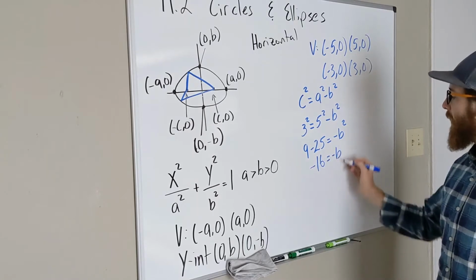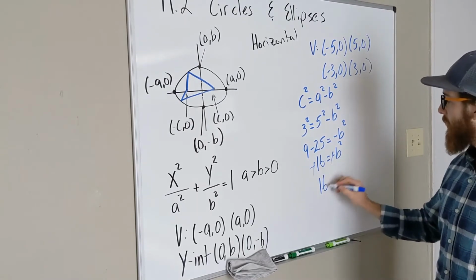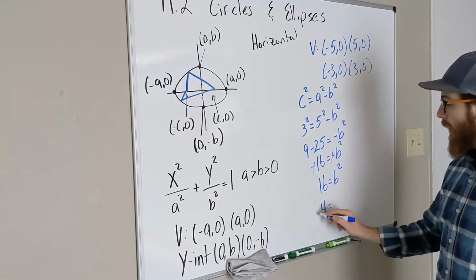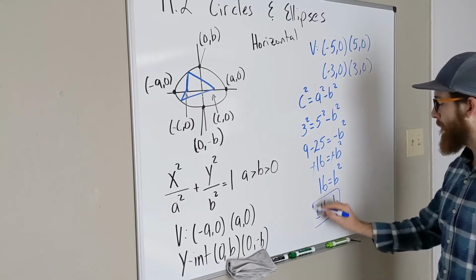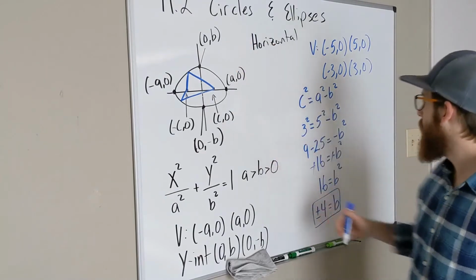Negative 16 equals negative b squared. Get rid of the negatives. 16 equals b squared, so b equals plus or minus 4. And so now we have our b pieces.